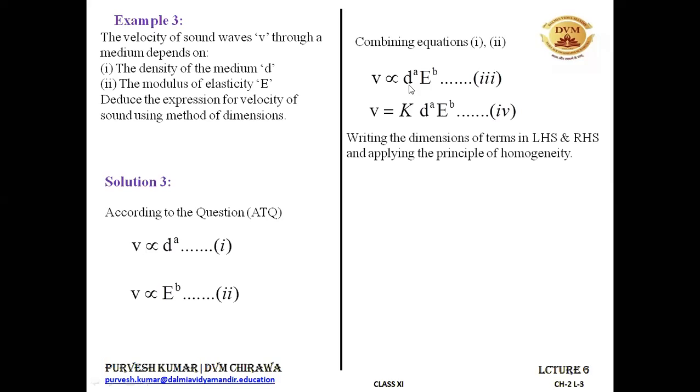So in the left hand side, we have velocity. Velocity has dimension LT minus 1. Constant K does not have any dimensions. And the dimension of density is ML minus 3. This modulus of elasticity will have the same dimensions as the Young's modulus. Young's modulus is also a modulus of elasticity for solids.